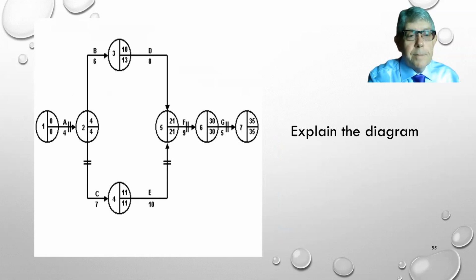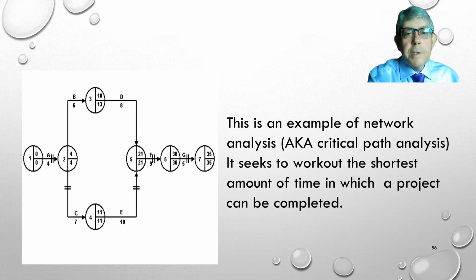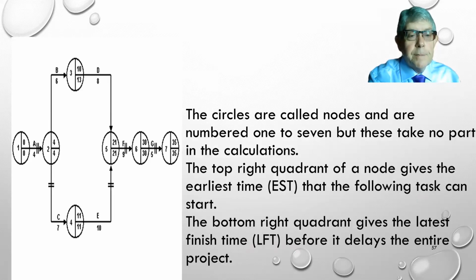Explain the diagram. This is an example of network analysis, AQA critical path analysis. It seeks to work out the shortest amount of time in which a project can be completed. The circles are called nodes and are numbered 1 to 7, but these take no part in the calculations. The top right quadrant of a node gives the earliest start time that the following task can start. The bottom right quadrant gives the latest finish time before it delays the entire project.